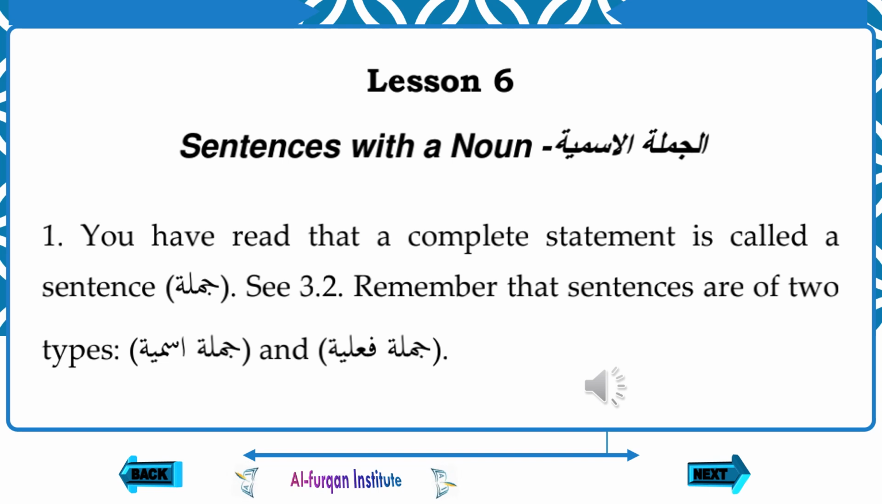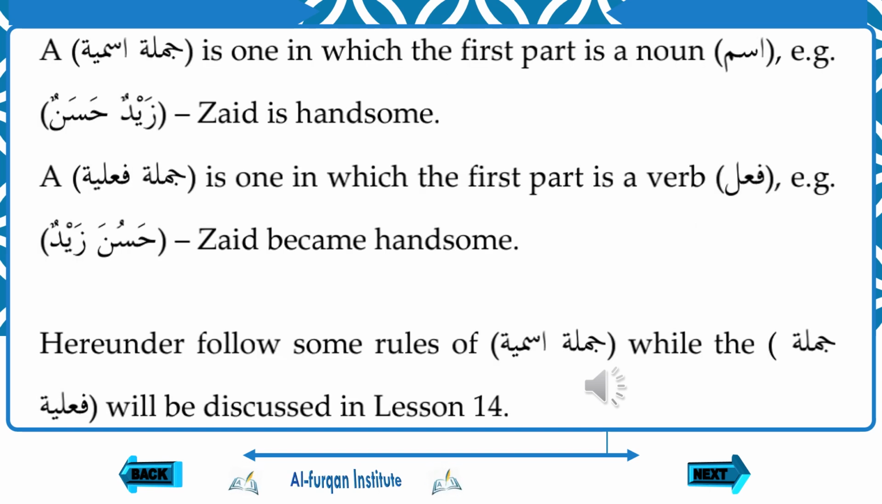As previously mentioned in session 2.3, that is lesson 3 and note 2, there are two types of sentence in Arabic grammar. A jumla to ismiya is one in which the first part is a noun, that is ismun, e.g. Zaydun Hasanun, Zayd is handsome. So jumla to ismiya is a nominal sentence, a sentence that begins with a noun, ismun.